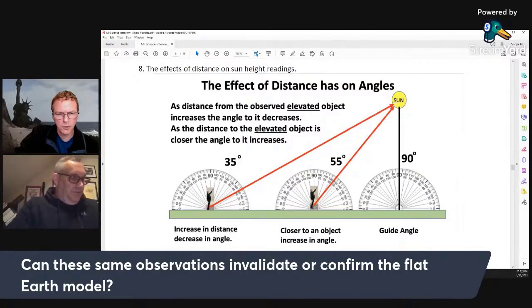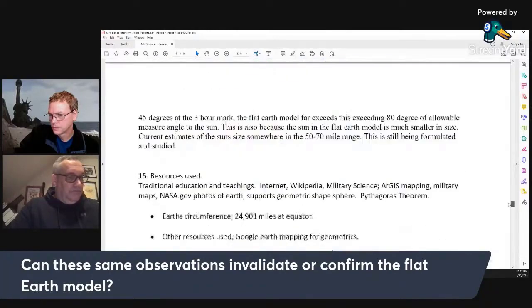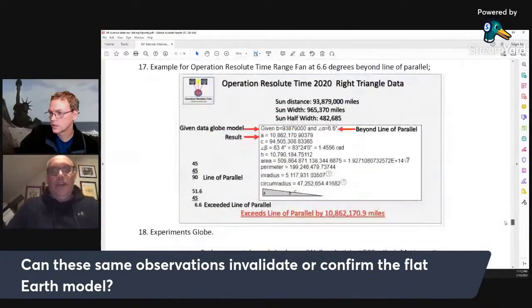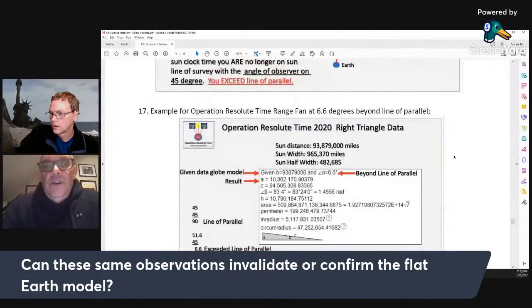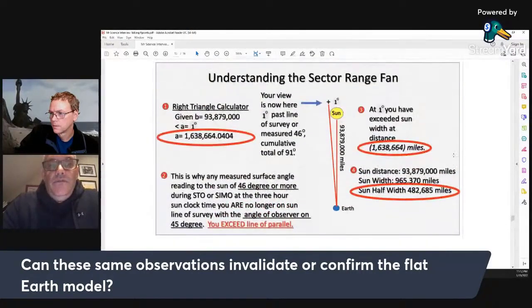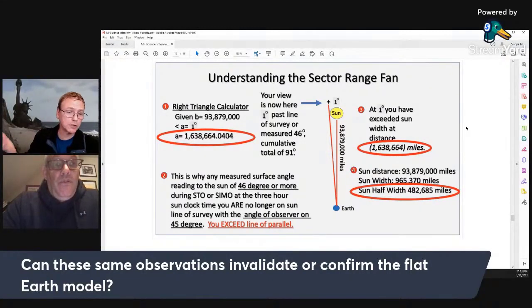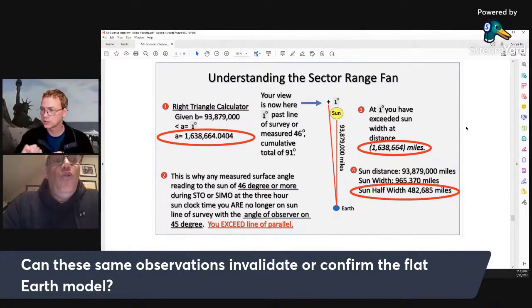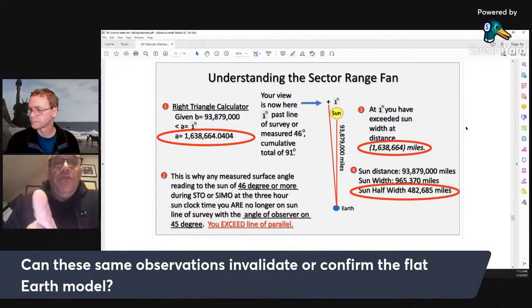Look at your data on number 17. Right there. Go to the top one. Up just one more. So now, at 1 degree in the heliocentric model, you're 1 million miles past the line of parallel, 1,638,664 miles off that object. In other words, you're measuring to the edge of the object, not to the center of the object. That's my confusion. I thought you were only measuring to the center of the object.